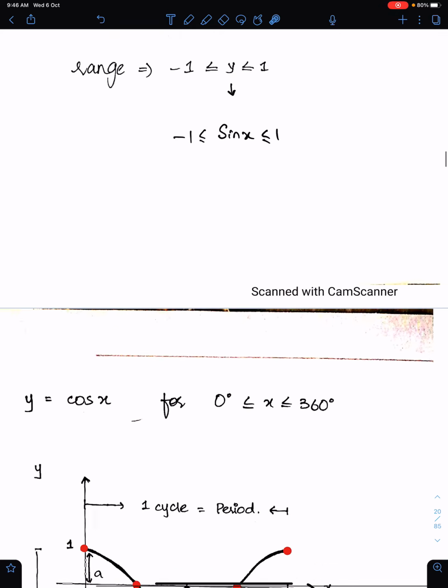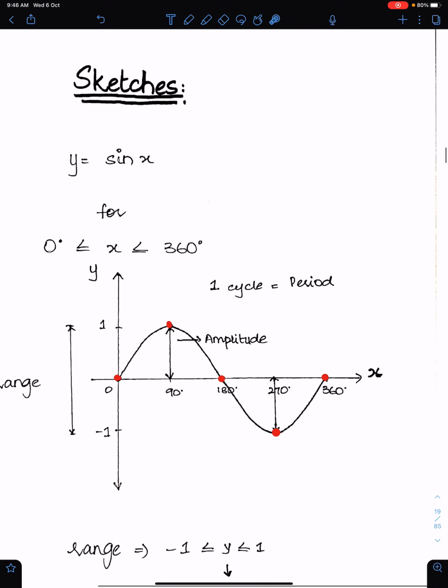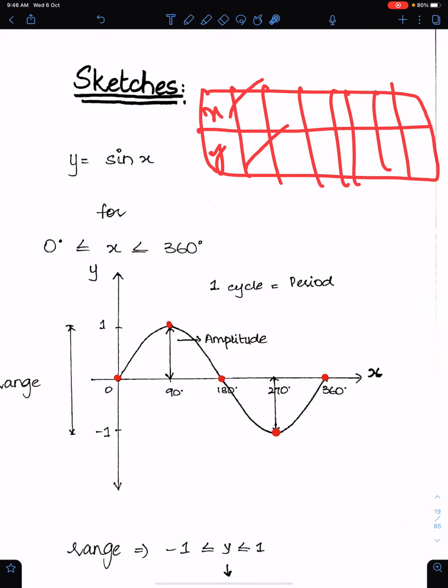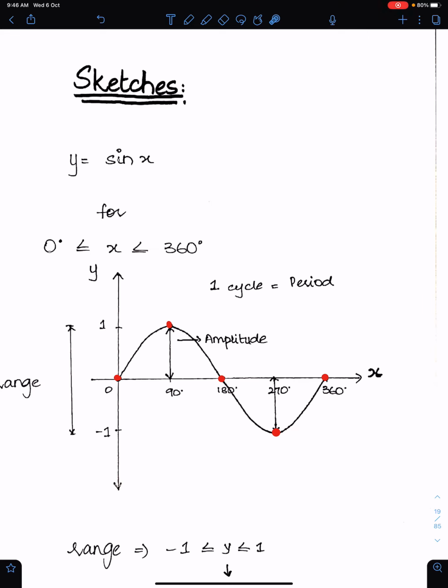Cos x. The other way. The first method is you can learn the points and you can sketch the function. The other way is you can use a calculator. You can just make the table for the values of x and y and then sketch the function. You have both the options.